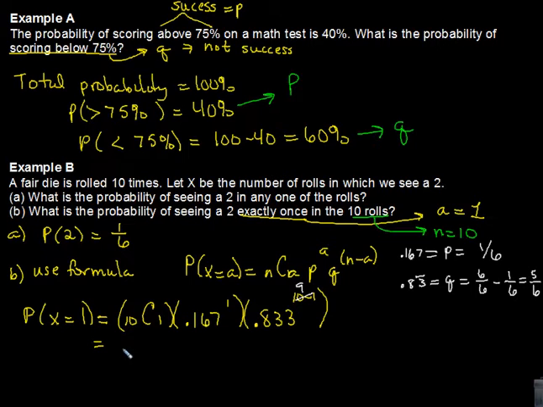Okay, 10C1 is 10. 0.167 to the first is just 0.167, and then 0.833 to the 9th is 0.193. And then we multiply those three things together, and I get 0.322, which is a 32% chance that when I'm rolling 10 times, I'm going to see one 2. Which means that there's a 68% chance that I will not see exactly one 2.